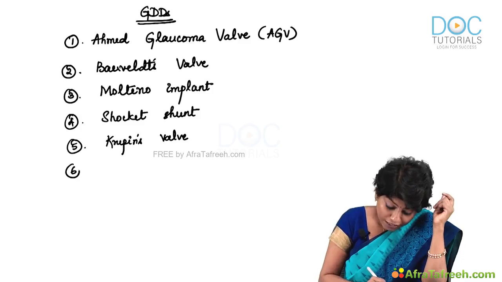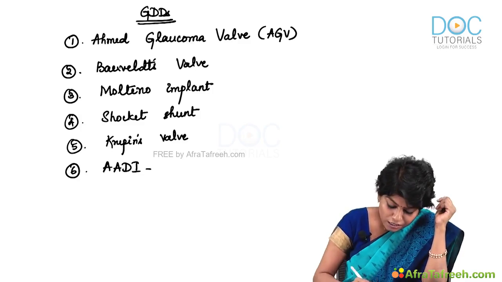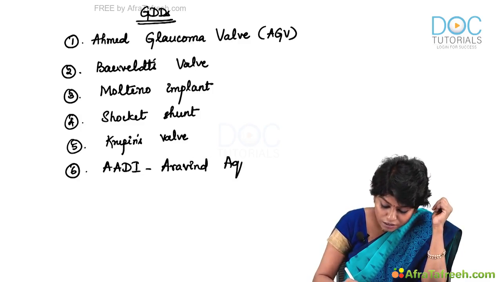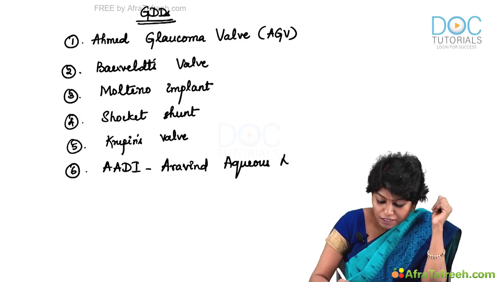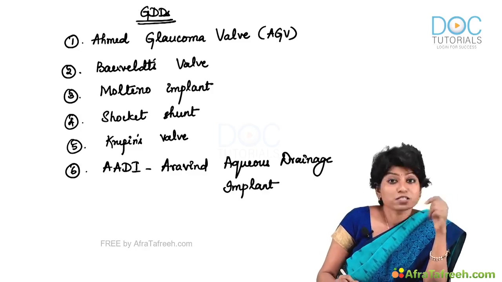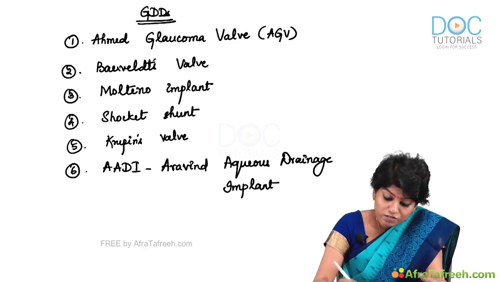Okay, there is one indigenous one that is from India, which is called AADI. Now, what is AADI? Aravind Aqueous Drainage Implant. Okay, so this is from the Aravind Eye Care System. So this is also a glaucoma drainage device.